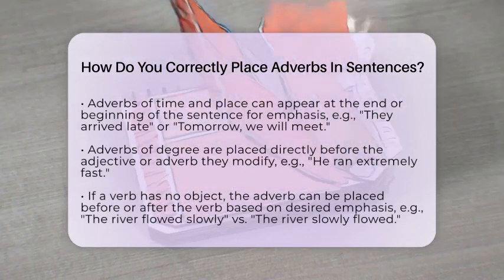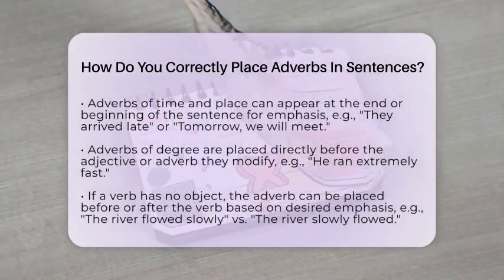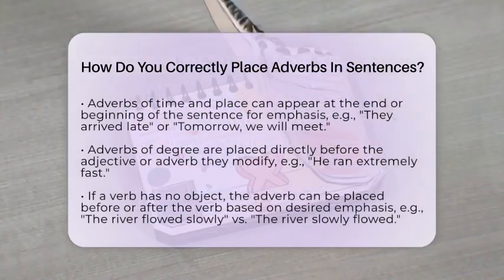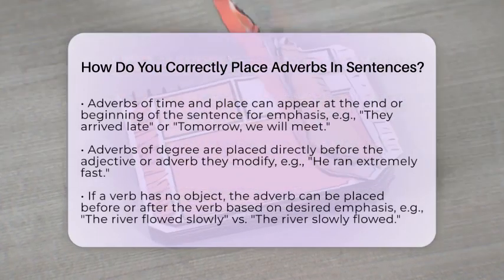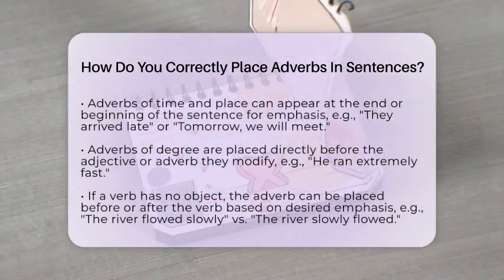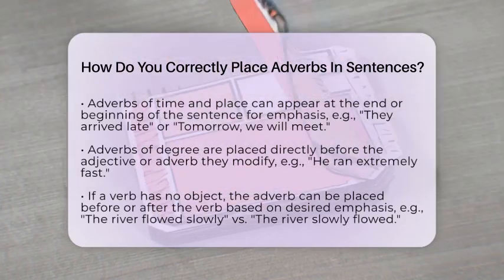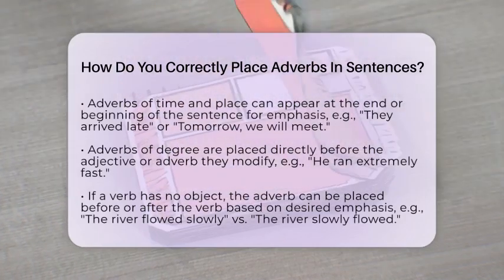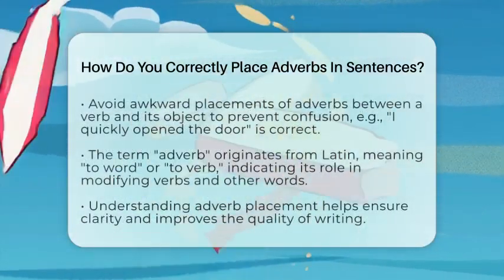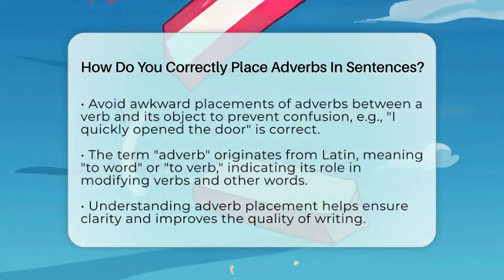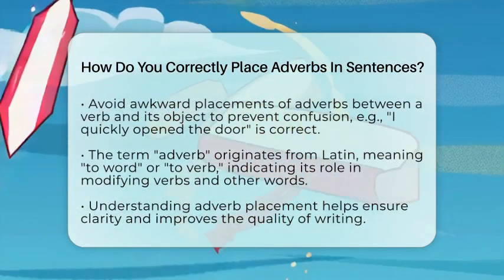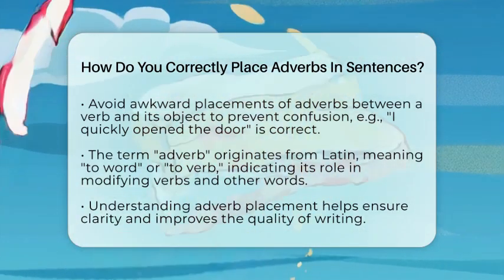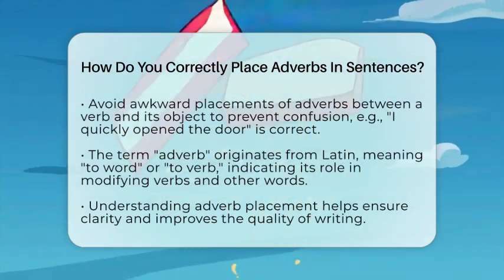There are some special considerations to keep in mind. If the verb has no object, the adverb can be placed before or after the verb based on the emphasis you want to create. For example, the river flowed slowly or the river slowly flowed both work, but they can feel different in tone. It's important to avoid placing adverbs awkwardly between a verb and its object, as this can confuse the meaning. For instance, saying, "I opened quickly the door" sounds unnatural. Instead, you should say, "I quickly opened the door" or "I opened the door quickly."